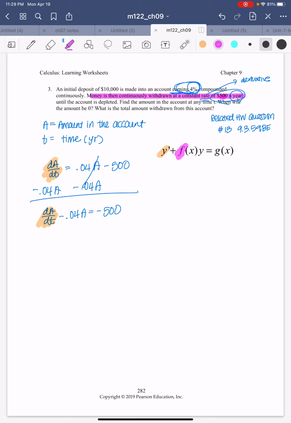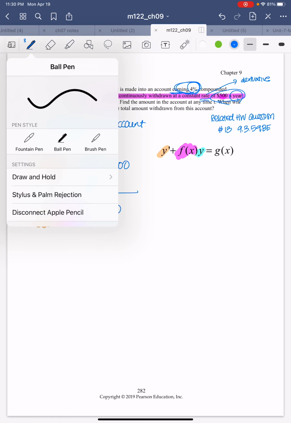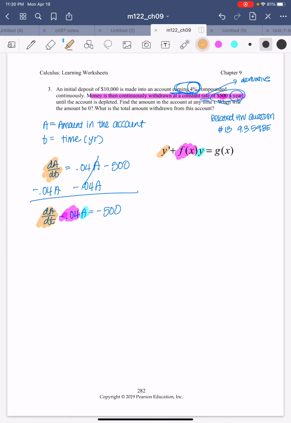Your f of x is your negative 0.04. Your y is like your A, and then your g of x is negative 500. So let's find out our integrating factor. I'm just going to use t because our variable is t now, not x. So that will be e raised to the integral of f of t dt.